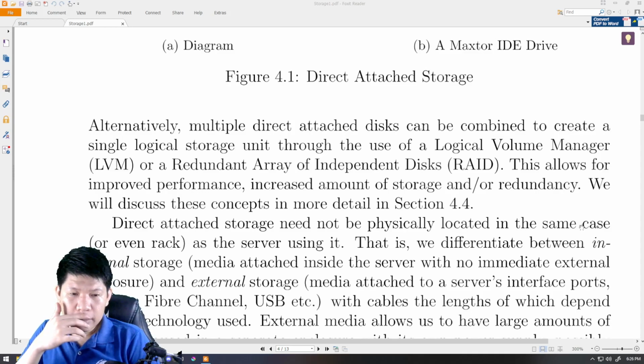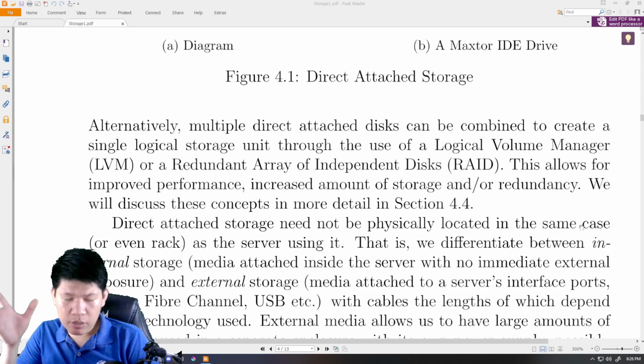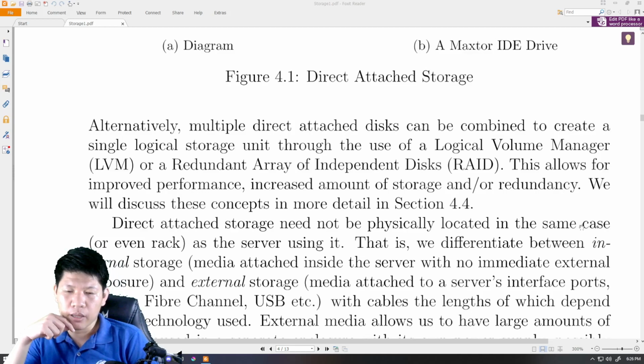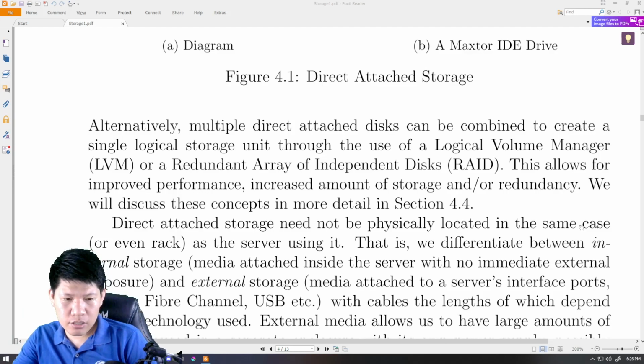So direct attached storage needs not be physically located in the same case or even rack as the server using it. It can be on a different server or a different location as long as it is dedicated to interact with a certain group of hard drives. We differentiate between internal storage, which is media attached inside the server or inside the system unit itself or the case, and external storage, which is media attached to the server interface port such as Fibre Channel, USB, etc.